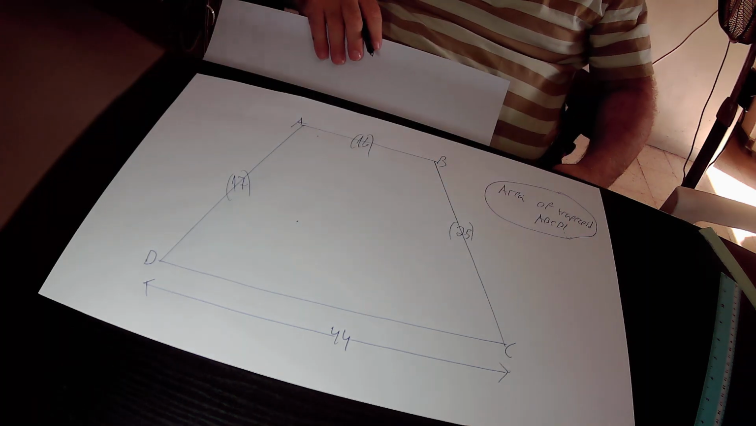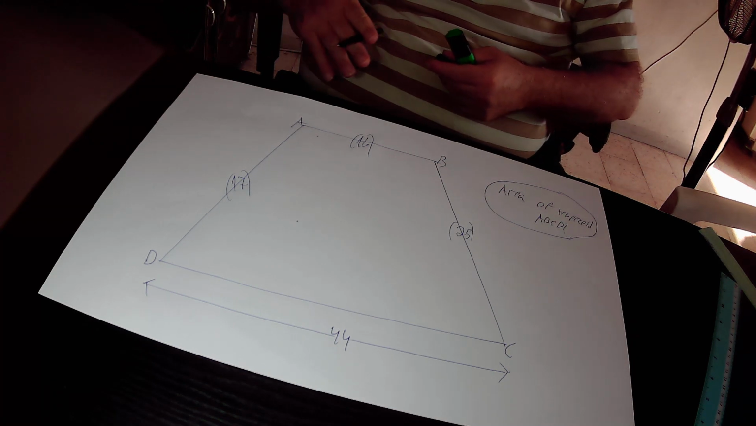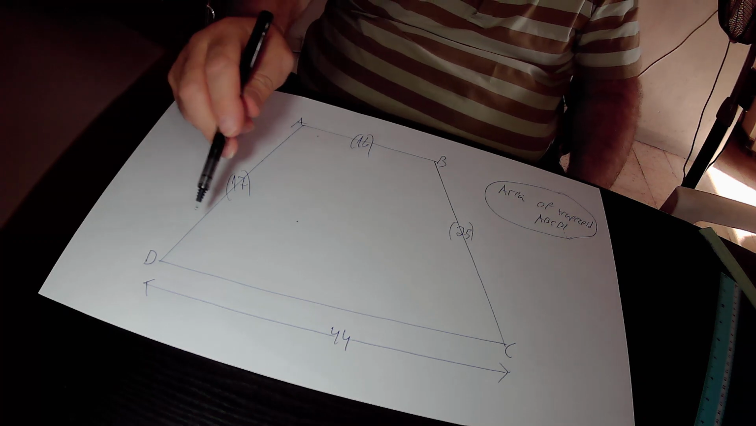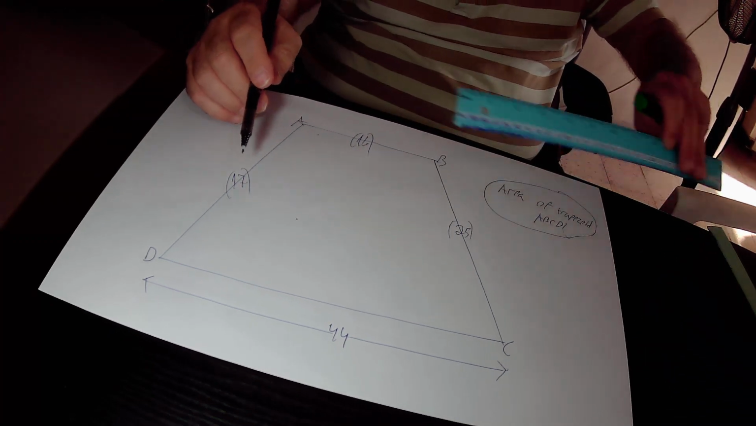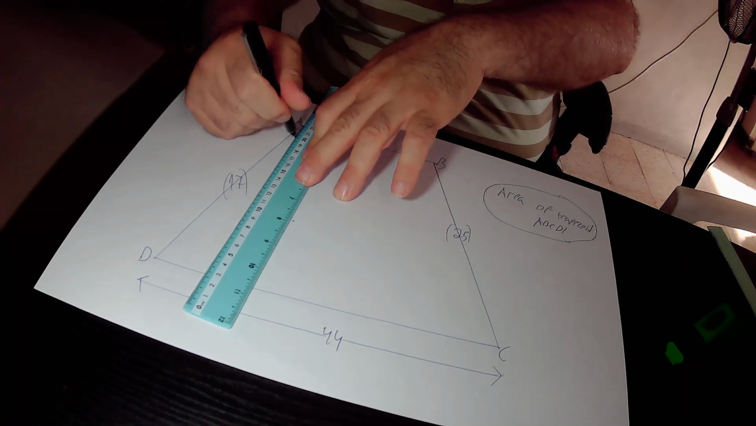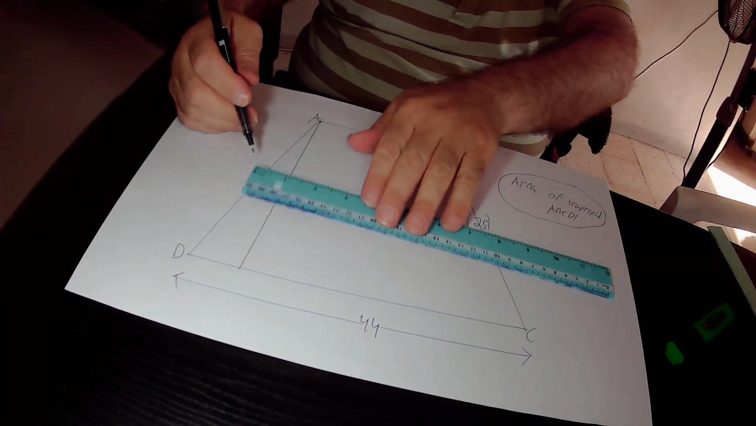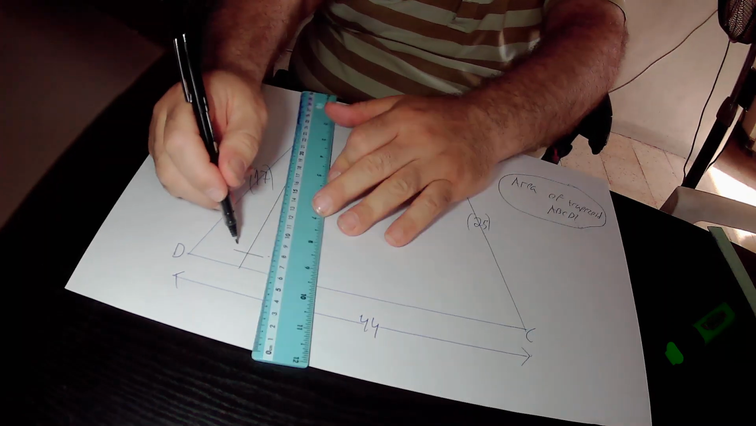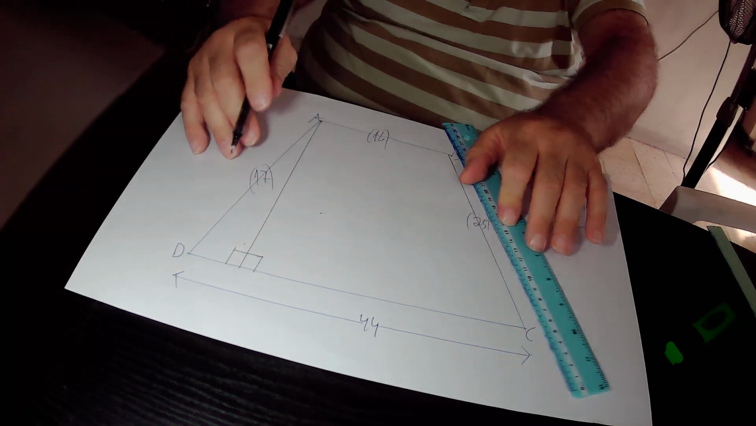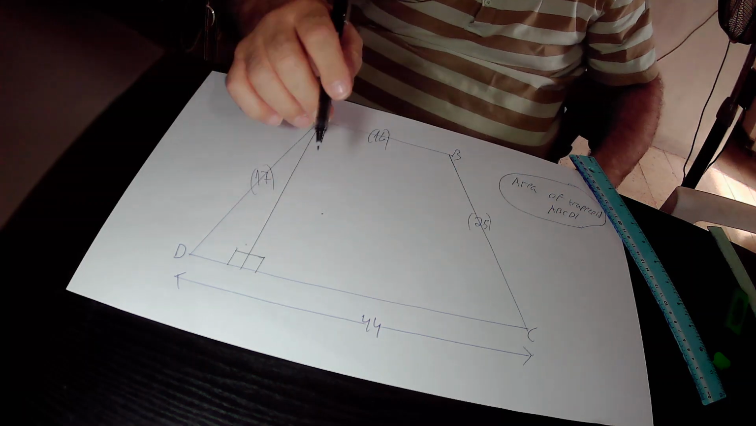In order to find out the area of this trapezoid ABCD, we will do a construction. That is to say, from this point A, we draw a perpendicular on DC. So this angle equals 90 degrees, and this angle also equals 90 degrees according to our construction. We will define the touching point of the perpendicular from point A on DC, this point, as point E.